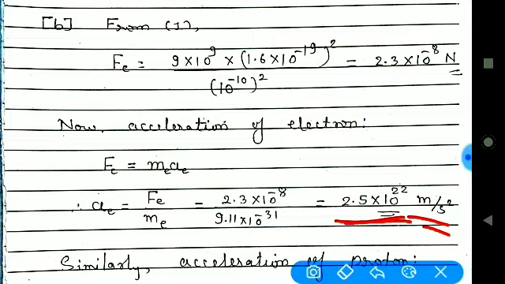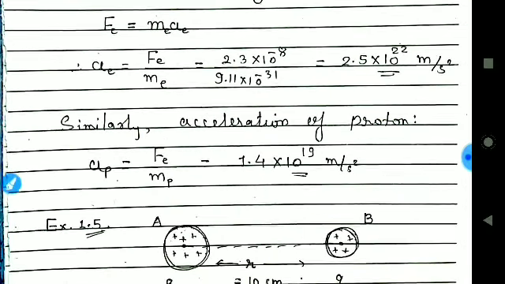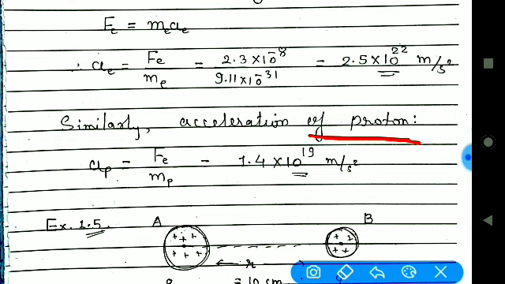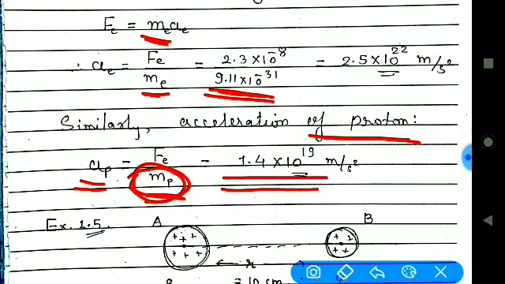Similarly, now if we want to find the acceleration of the proton, then in place of the mass of the electron, we are going to put the mass of the proton, because we are supposed to find the acceleration of the proton. Putting the value of the mass of the proton here, we will get the acceleration of the proton, which is equal to 1.4 into 10 raised to 19 meter per second square.